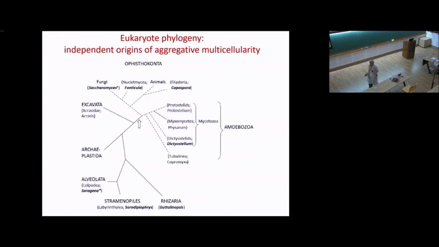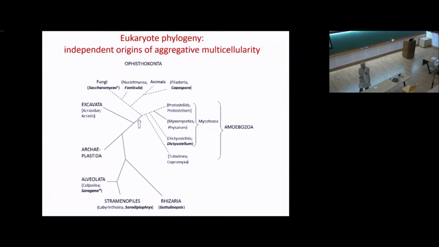Why this interest in aggregative multicellularity? Well, it turns out that if you look at the best available phylogenetic tree today, based on 18S RNA deep sequencing, you end up with these large groups, now called supergroups of eukaryotes. These seem to be the largest subdivisions into which all eukaryotes fall. They're the opisthokonts, excavates, archaeplastids, which are the ancestors of the green algae and the plants of today, alveolates, stramenopiles, rhizaria, and amoebozoa. So there are 1, 2, 3, 4, 5, 6, 7 such supergroups.